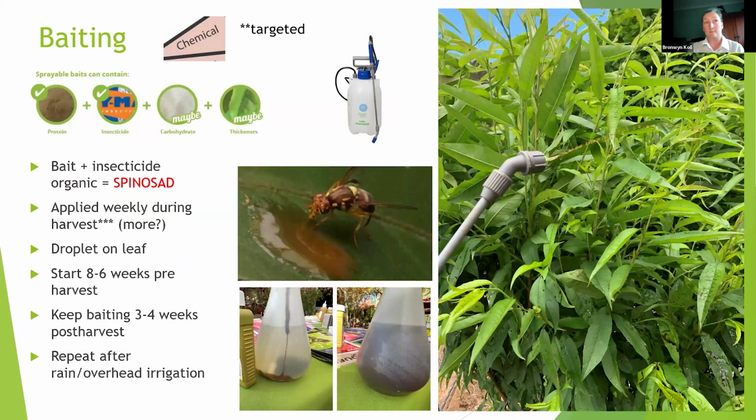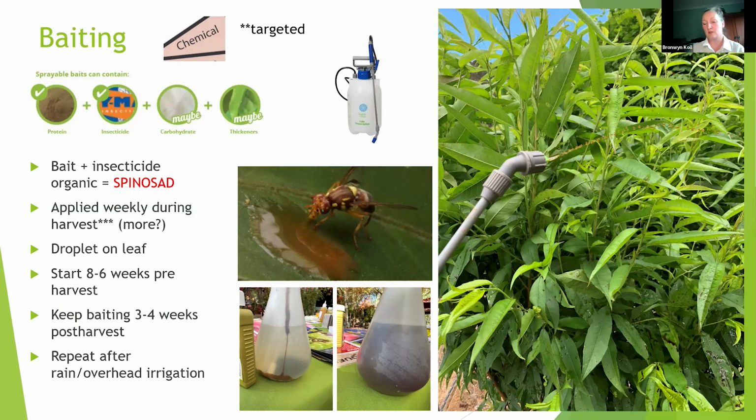Fruit fly baiting. It's a food with an insecticide and some water. The organic version, the insecticide is actually spinosad. Some people add sweeteners or thickeners to the fruit fly bait to make it stay as droplets on the leaf. But the idea is just to put droplets on the leaf. So put the mixed liquid in a pressure pack and apply it as droplets on the leaf in a jet stream as you're moving the wand.